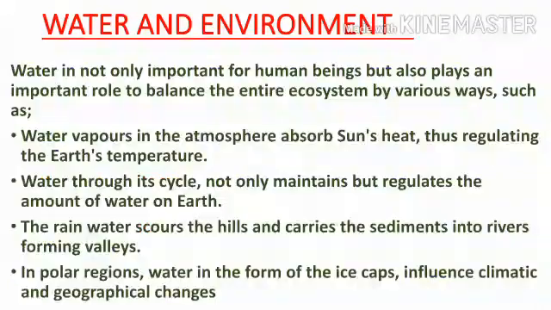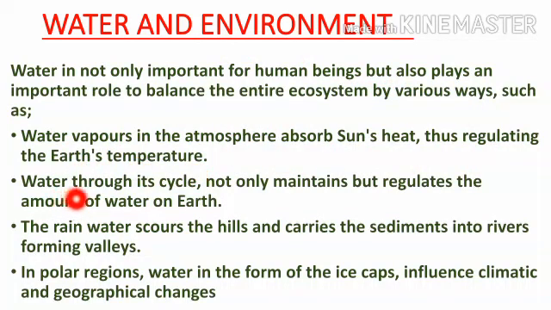So next, here you can see water and environment. You may have learned in previous classes about the water cycle, that the formation of clouds is due to water vapors, and rain is only possible due to water. So let's discuss water and environment. Water is not only important for human beings and plants, but also plays an important role to balance the entire ecosystem in various ways, such as water vapors in the atmosphere, like in clouds, absorb sun heat and regulate the earth's temperature.